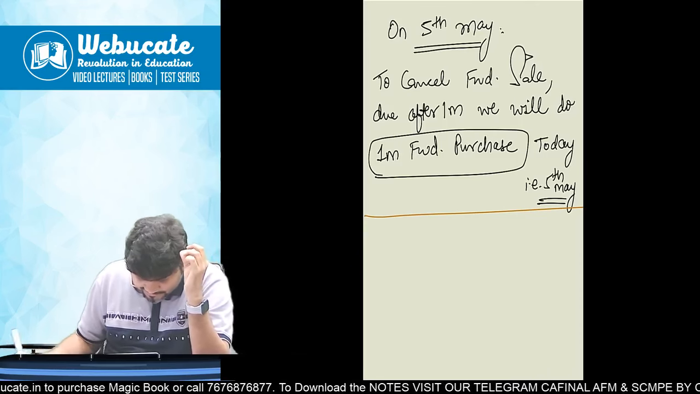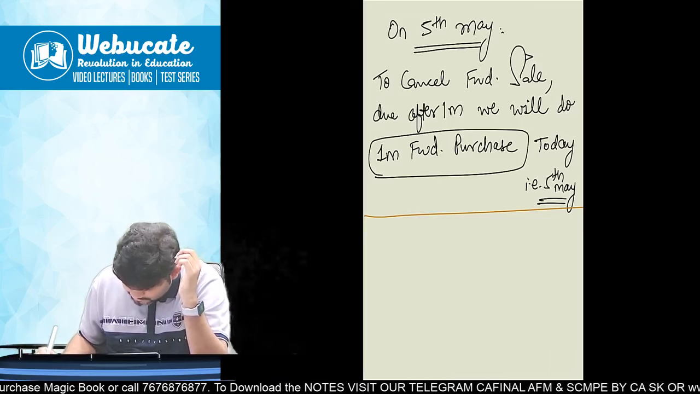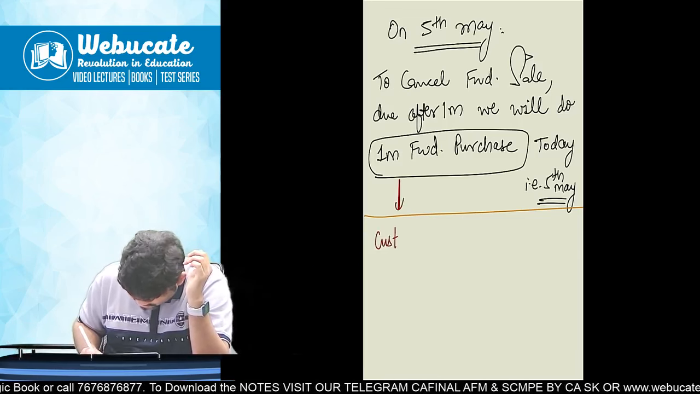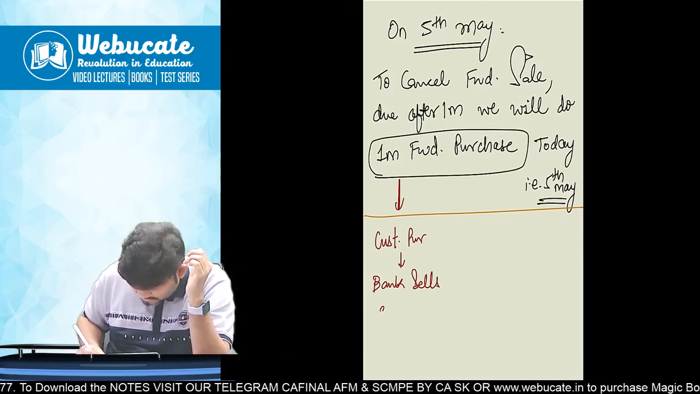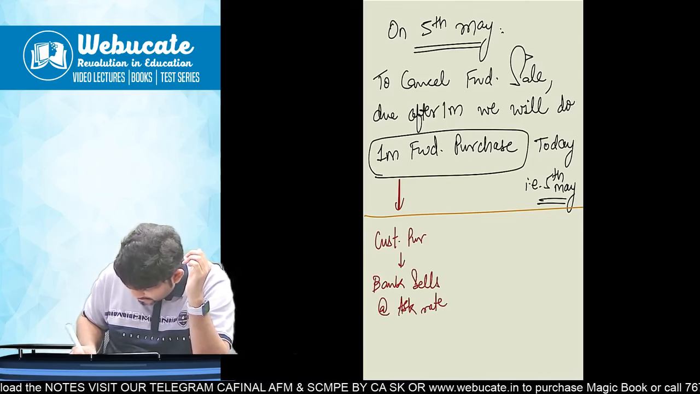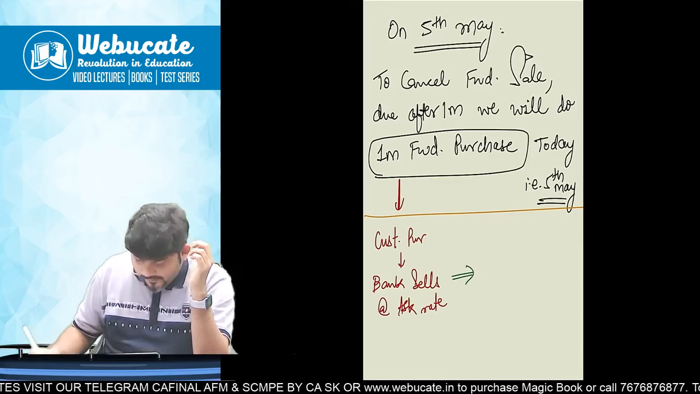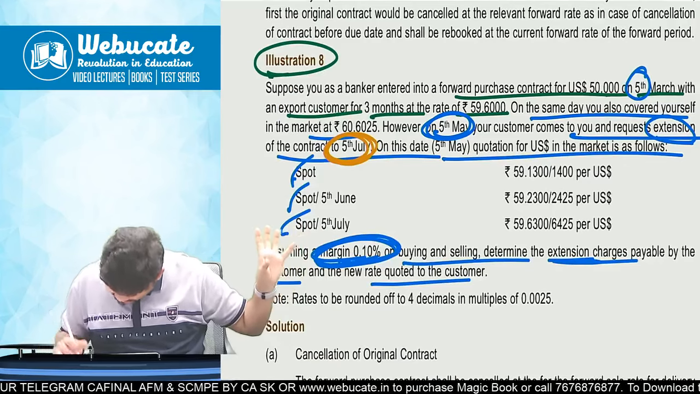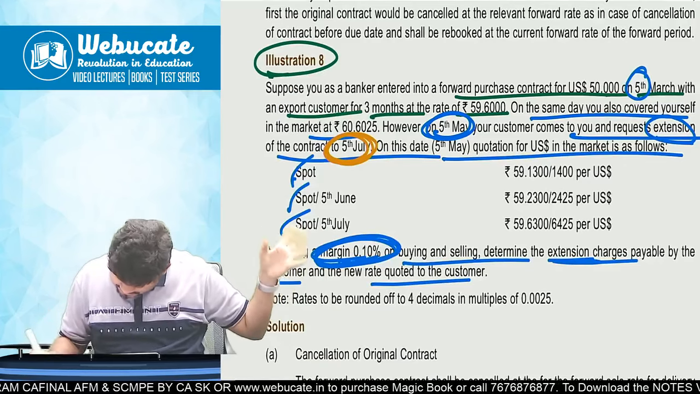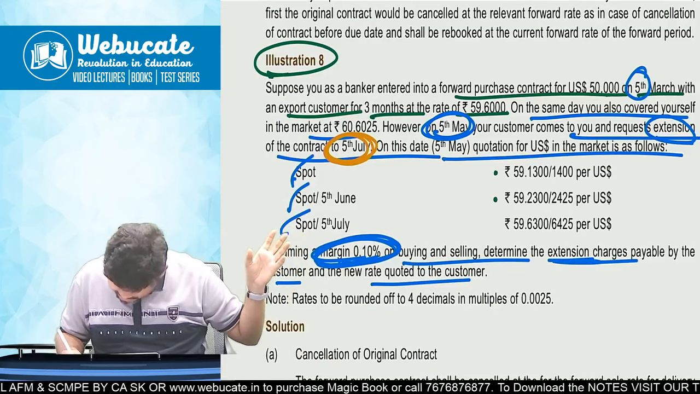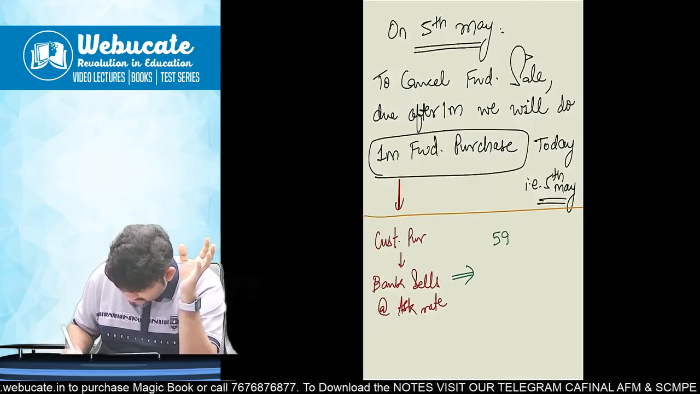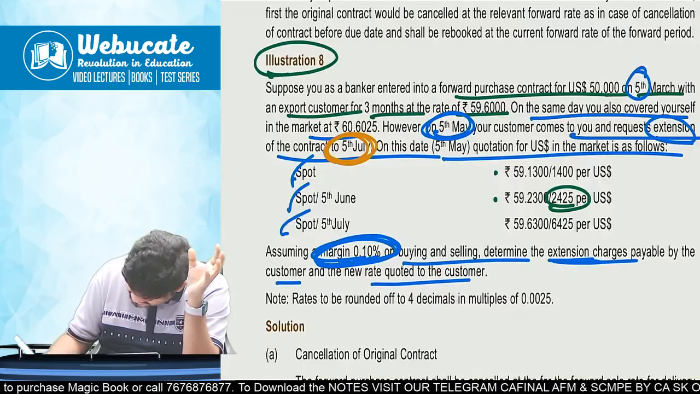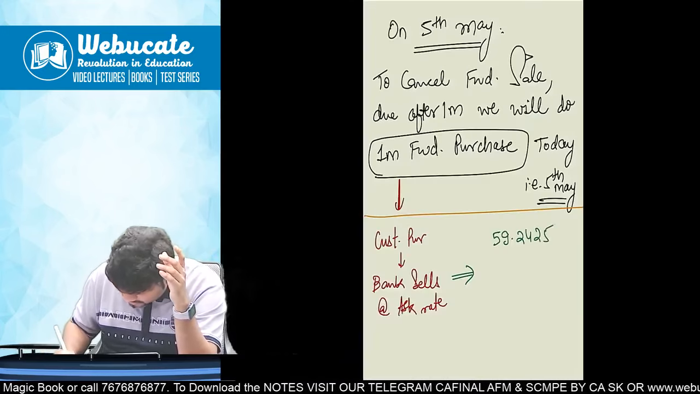So now what will happen? 1 month forward purchase. So customer purchases, bank sells at the ask rate. Okay. What is the 1 month forward sale? On 5th May, we need forward for 5th June. So ask is 59.2425. This is very crucial. Guys, if you don't understand this, there is for sure going to be a mistake. So please take care of this.